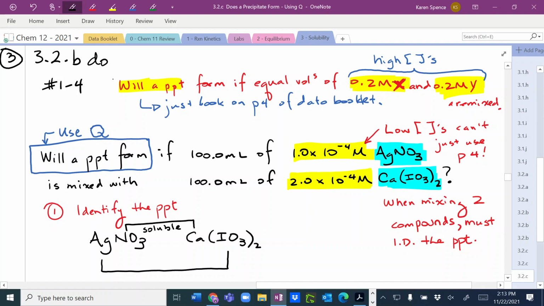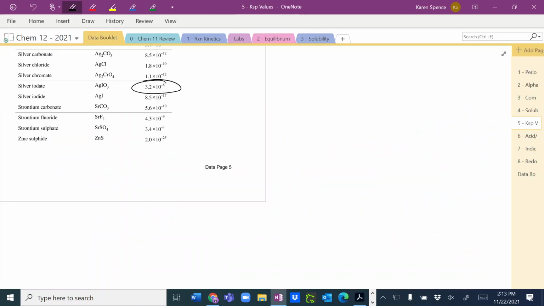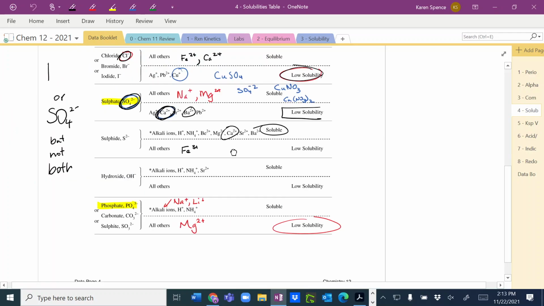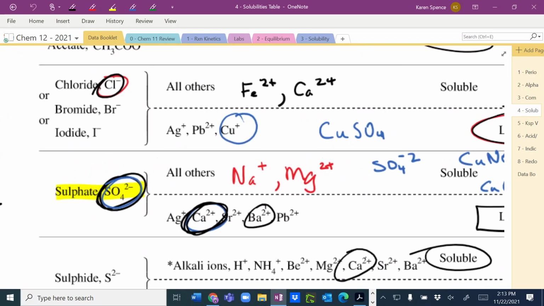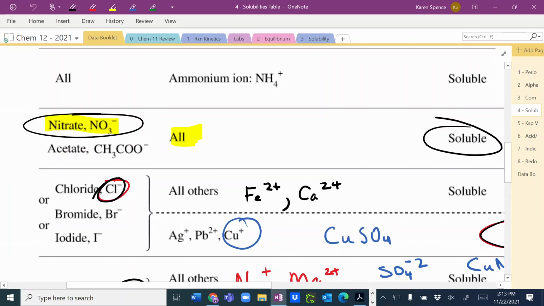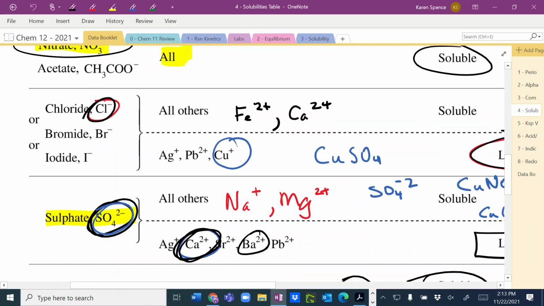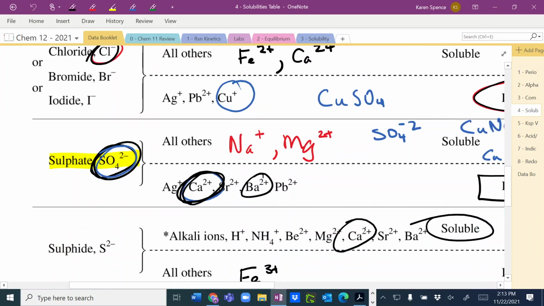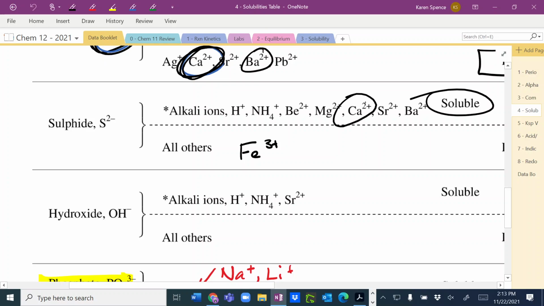If we have a question that says, will a precipitate form? We can assume that one of the 2 products must be a precipitate, especially because iodate, you can go and look at your data booklet on page 4 until the cows come home, and you will not see iodate on there anywhere. There's nitrate, acetate. Anyone seeing iodate? No iodate.